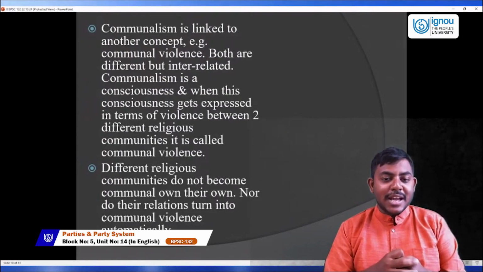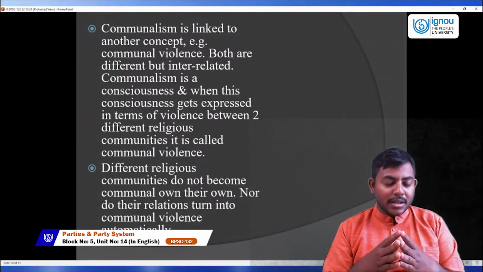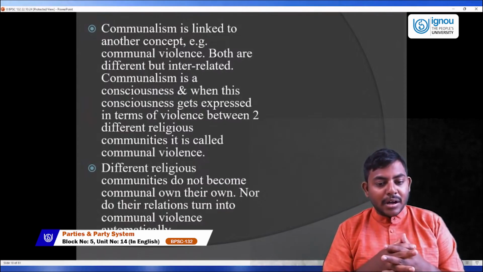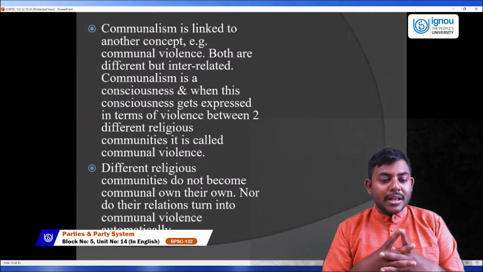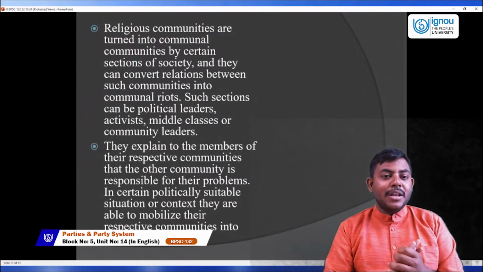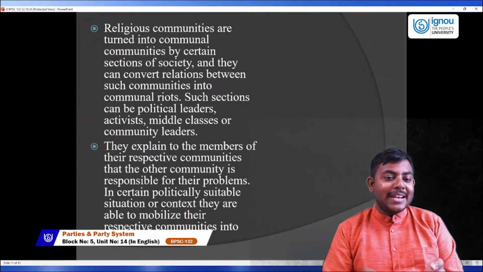Communalism is a consciousness, and when this consciousness gets expressed in terms of violence between two different religious communities, it is called communal violence. Different religious communities do not become communal on their own, nor do their relations turn into communal violence automatically. So religious communities are turned into communal communities by certain sections of society, and they can convert relations between such communities into communal riots.